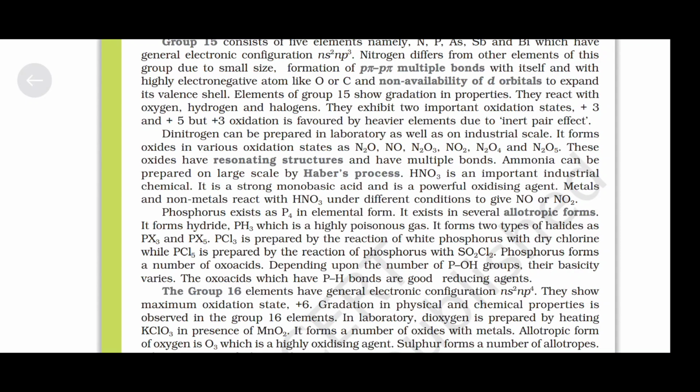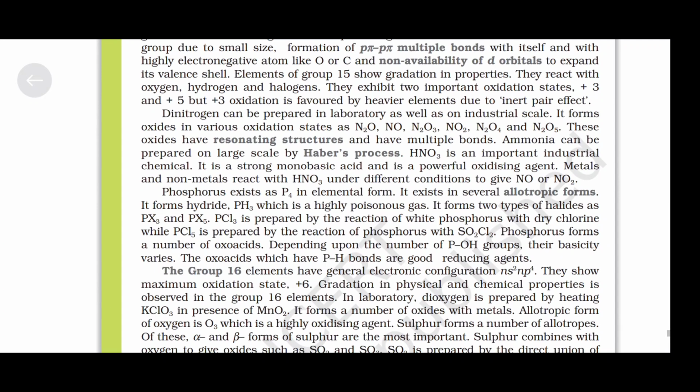Elements of group 15 show gradation in properties. They react with oxygen, hydrogen, and halogen. They exhibit two important oxidation states, +3 and +5. +3 oxidation is favored by heavier elements due to inert pair effect.